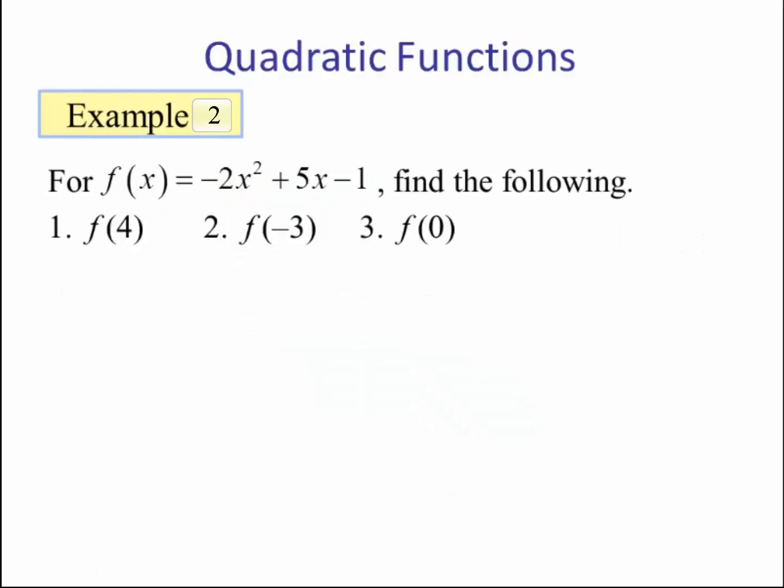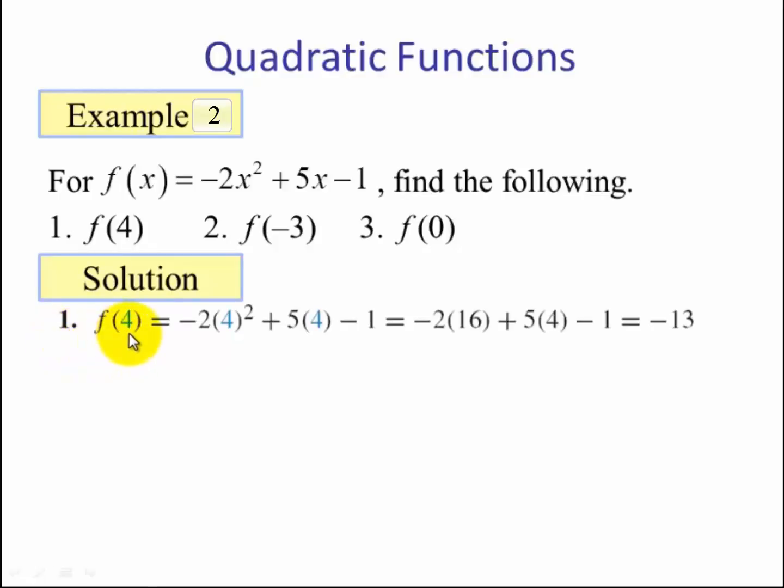For f of x equals negative 2x squared plus 5x minus 1, find the following. Number 1, f of 4. Number 2, f of negative 3. And number 3, f of 0. Solution. F of 4 simply means we take this polynomial expression and everywhere we see an x, we substitute 4.